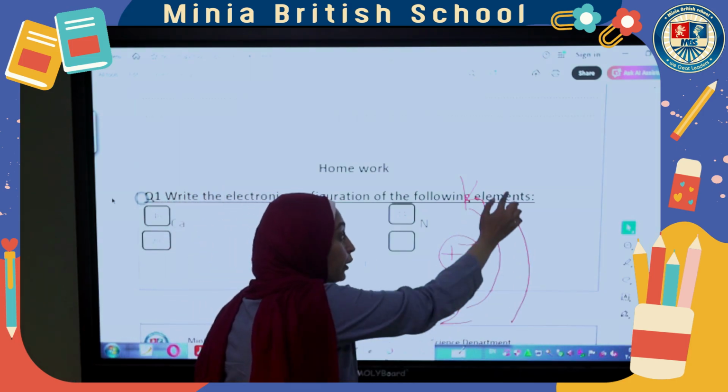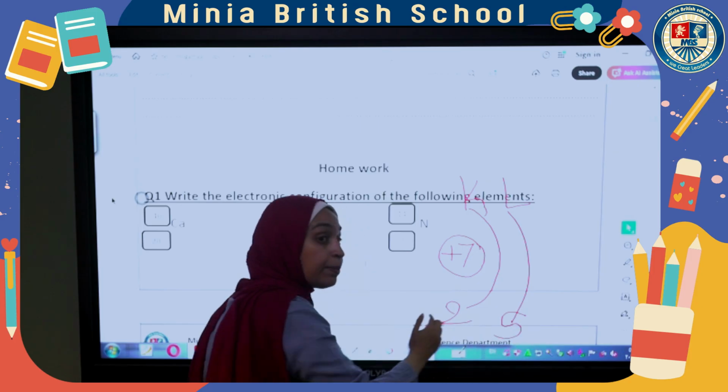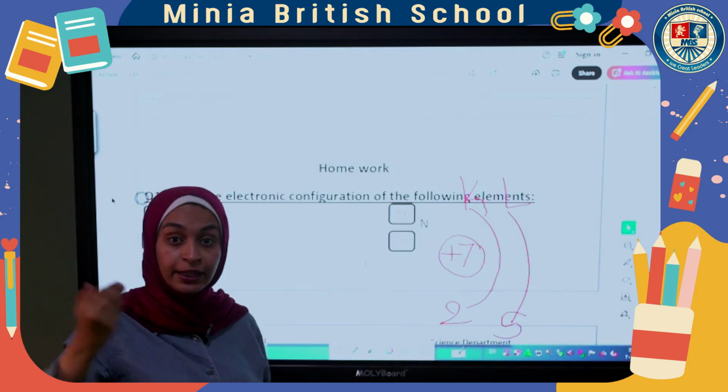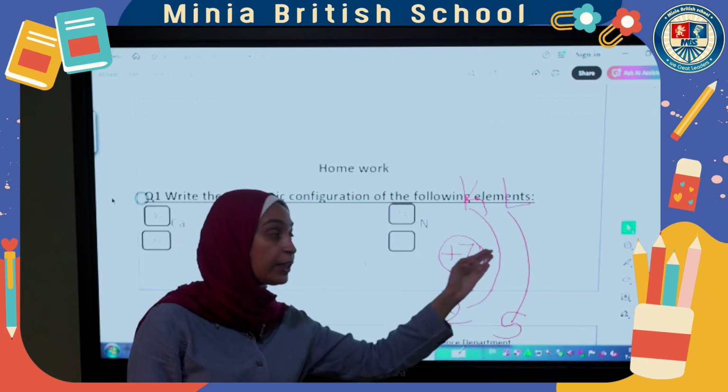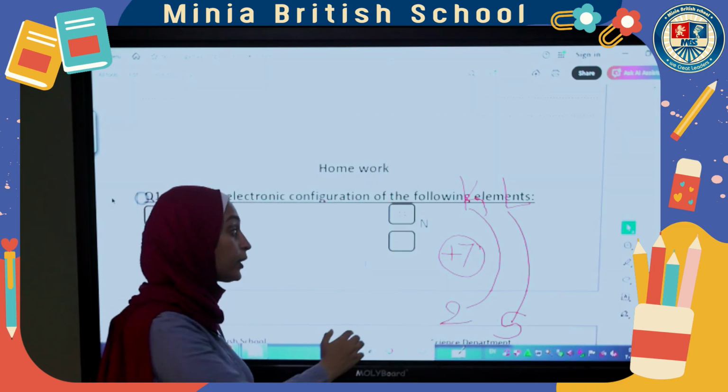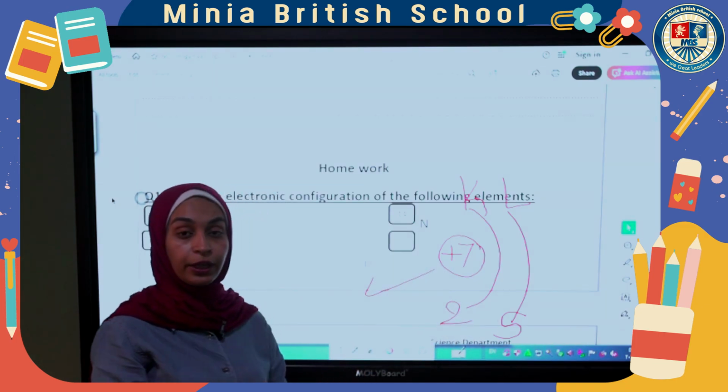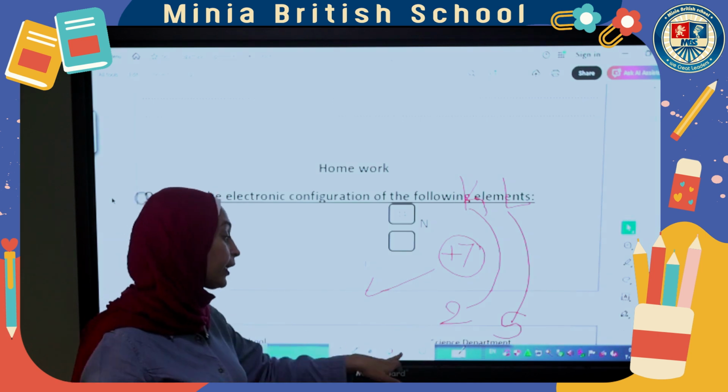Can I put 5 in the L level? Yes, it can be saturated up to 8 electrons, and I need only 5 electrons. So I will put the 5 in the second level. This is the right configuration for nitrogen. Let's take another example.